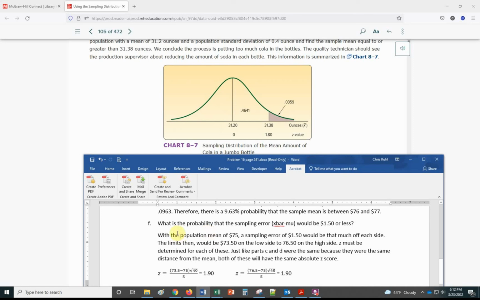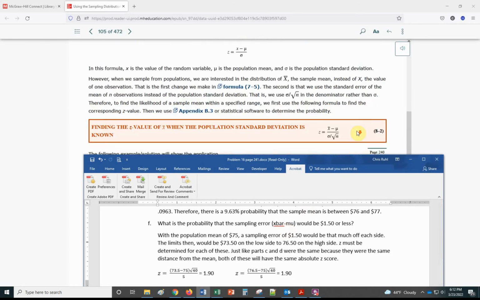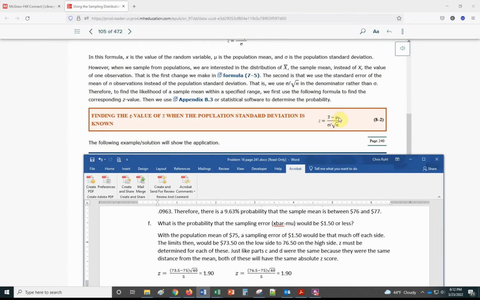All right, then the last one, what is the probability of the sampling error? This is supposed to be X bar minus mu, I couldn't find that graphic to use it, would be $1.50 or less. So what's X bar minus mu? Well, if we look back up here at our formula, here's X bar minus mu. Mu is 75. And it says, what's the probability the sampling error would be $1.50 or less?